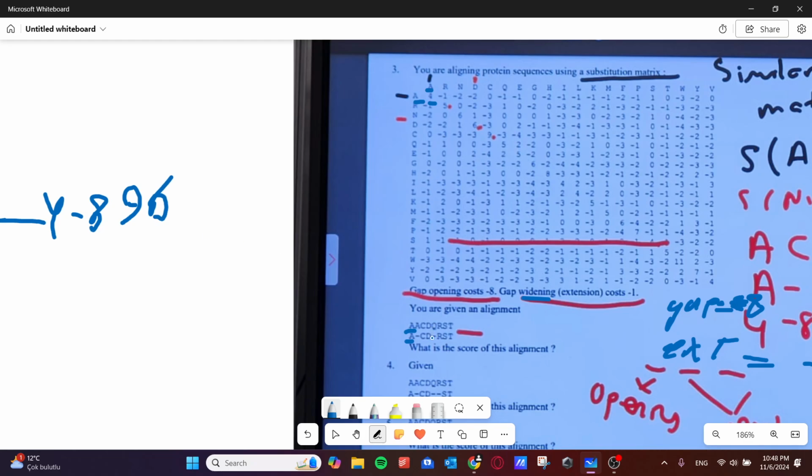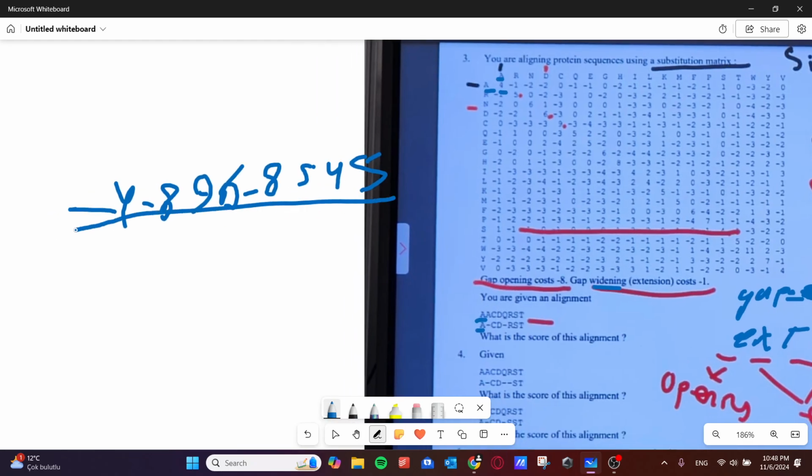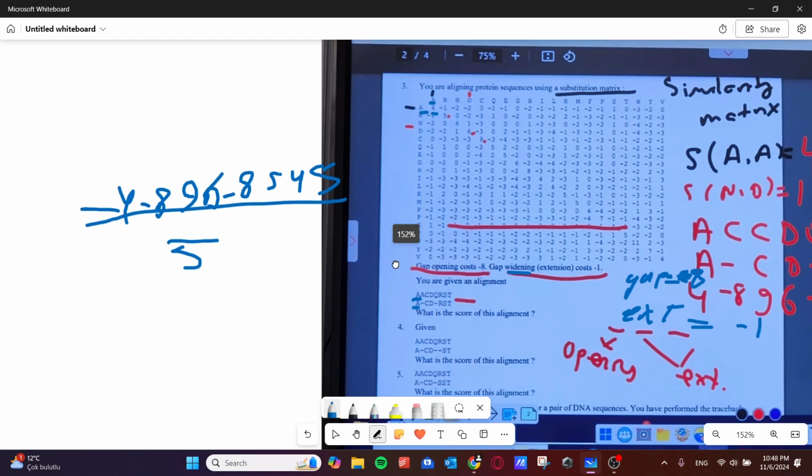Then we have Q with gap. Gap, it's -8. RR, we have R here and R here, it is 5. We have SS, it is 4. And the last one, T with T, it's 5. Then we sum all of these, we'll get the alignment score.